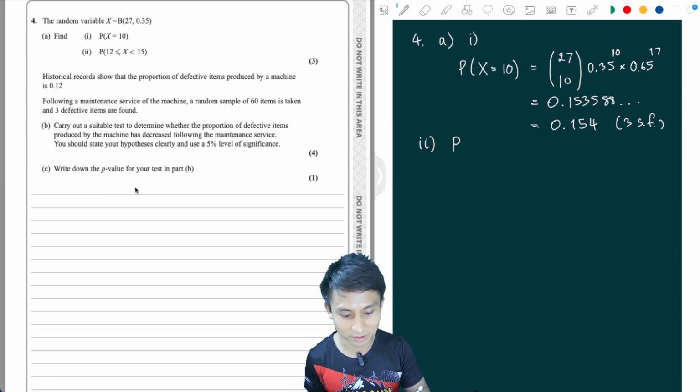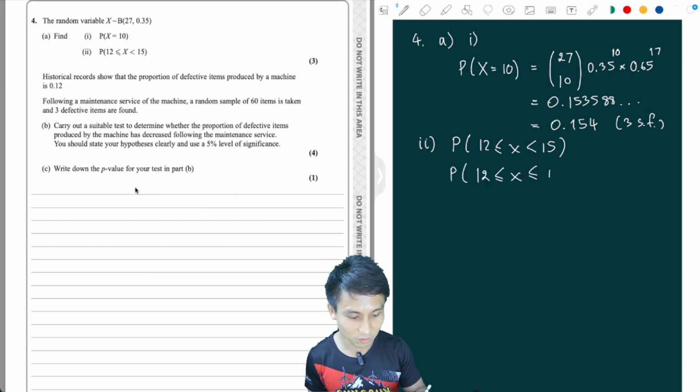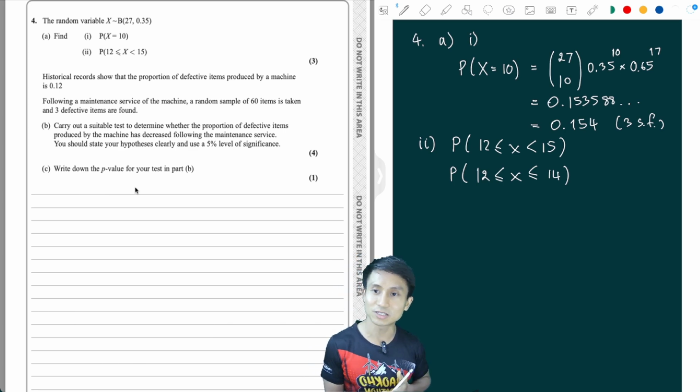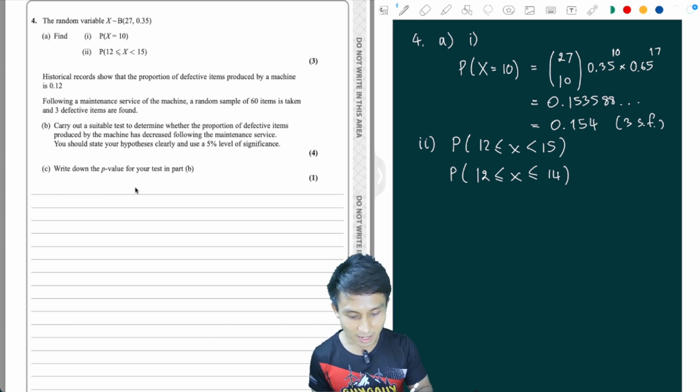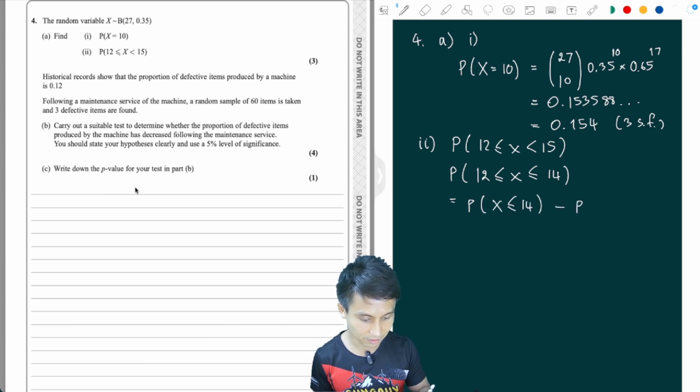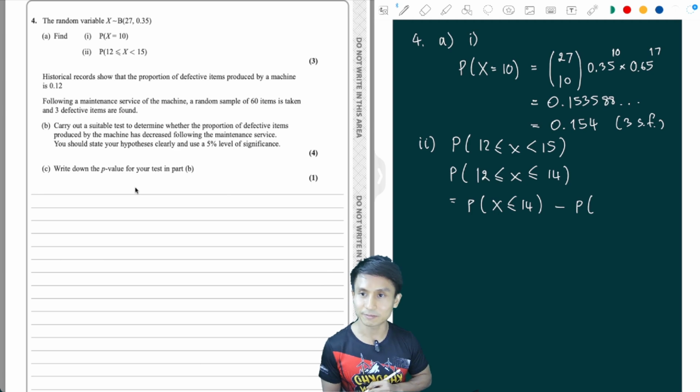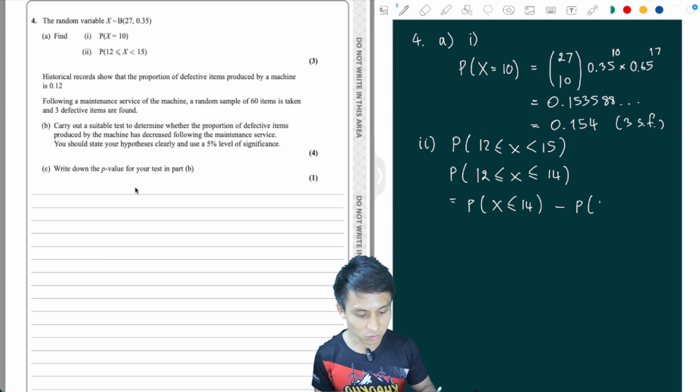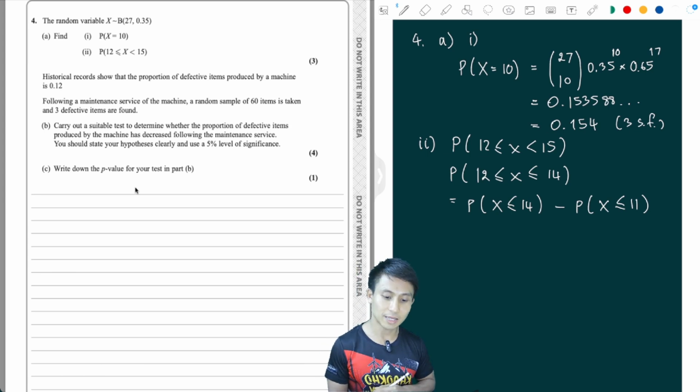So let's simplify it first. If you have something in between like that, you should change it to an equal sign first. So I'm going to change it to less than or equal to 14 because this is a discrete distribution, right? And that would be equal to P of x less than or equal to 14 minus, because you are including 12, you subtract from 11. Yeah, you should subtract from 11.